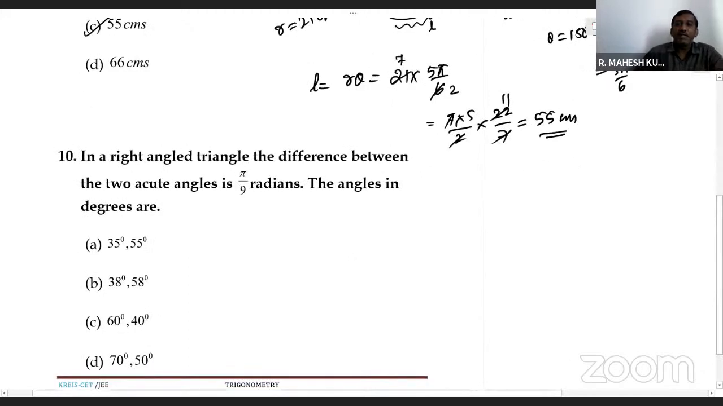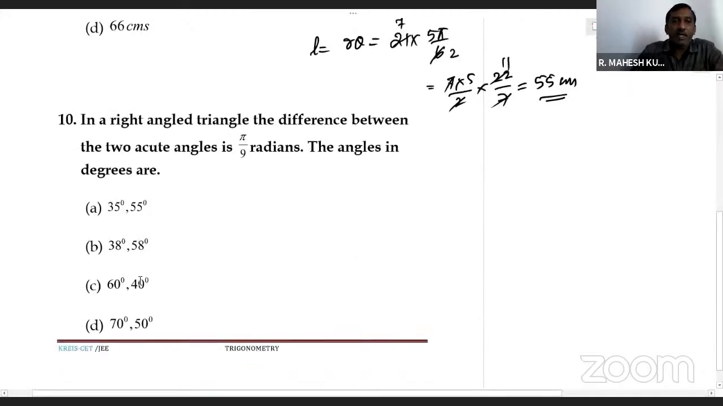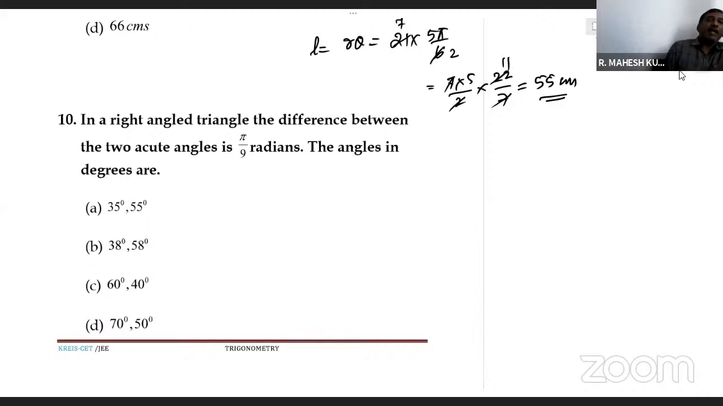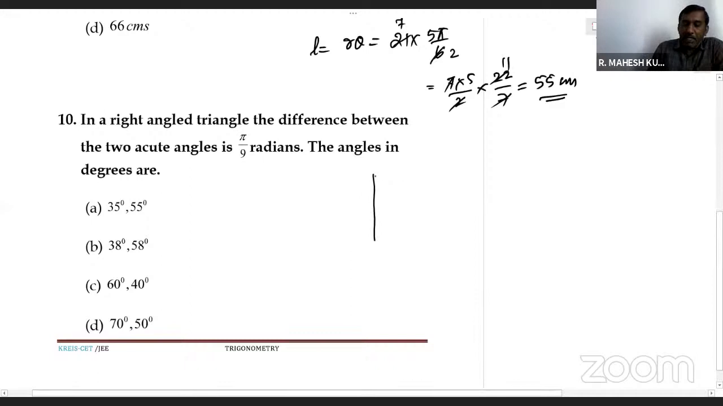Now look at the 10th question. What does question number 10 say? In a right angle triangle, the difference between two acute angles is pi by 9. The difference between two acute angles is pi by 9. So the angle in degrees is here. Let me take a right angle triangle, which we will name A and B. So this is A, B, C, right angle.